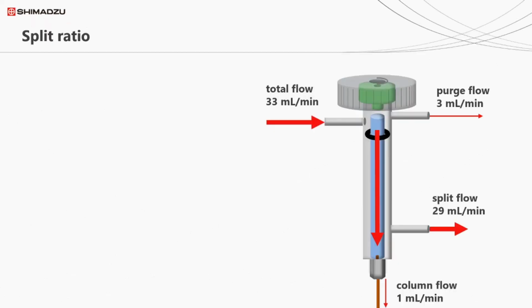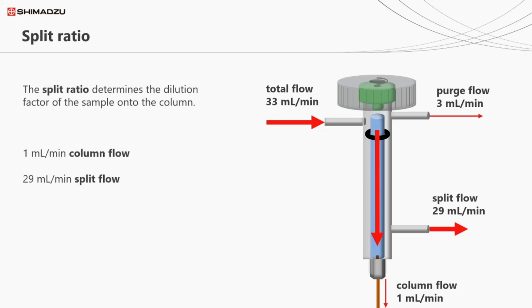The key parameter in a split injection is the split ratio. This is expressed as a ratio between the total flow down the liner and the flow down the column. The purge flow is not really involved in calculating the split ratio, so for now it can be ignored. In this example, there's 30 ml per minute travelling down the liner, and 1 ml a minute of that down the column. So that's a 30:1 split ratio. This means, for every 30 portions of your sample, only 1 goes down the column.